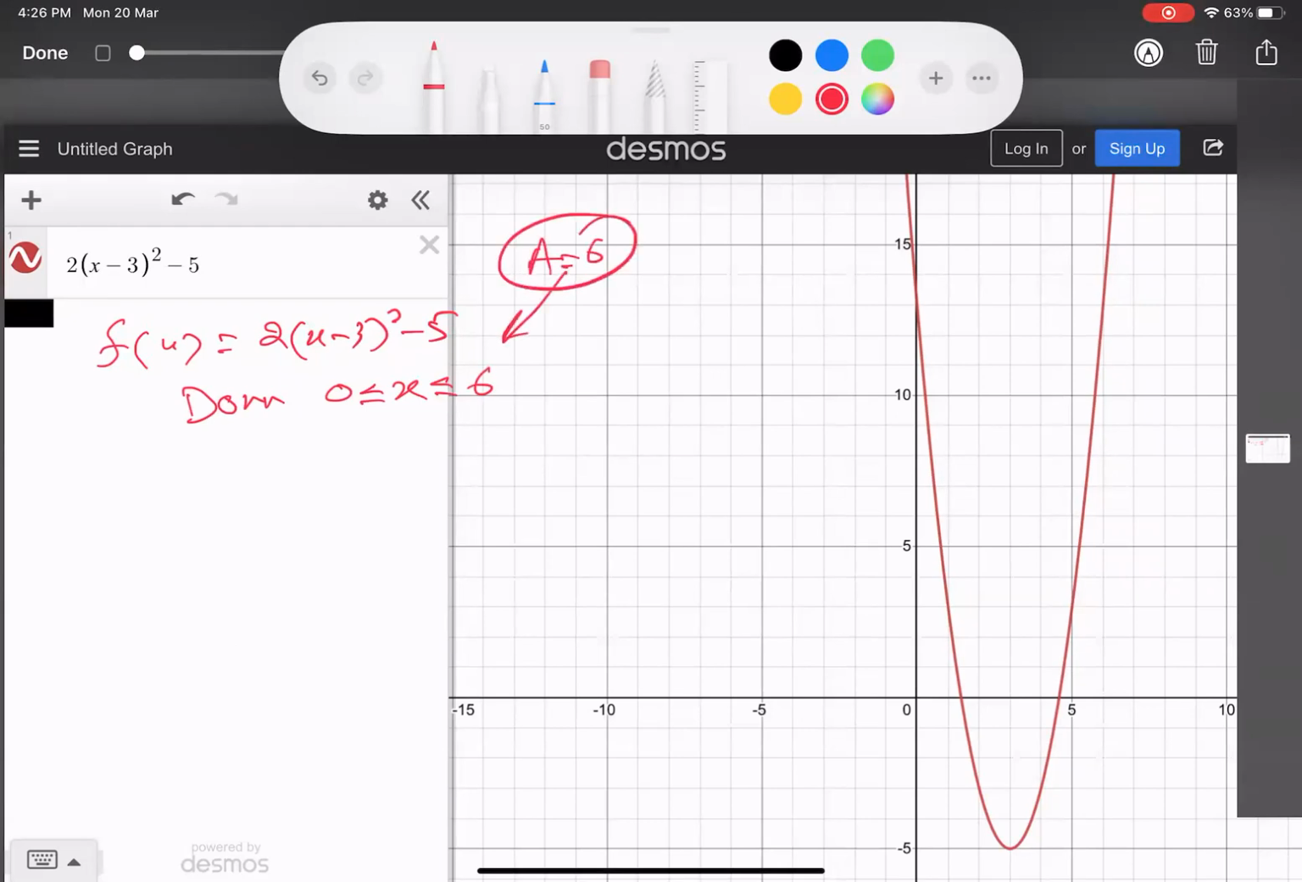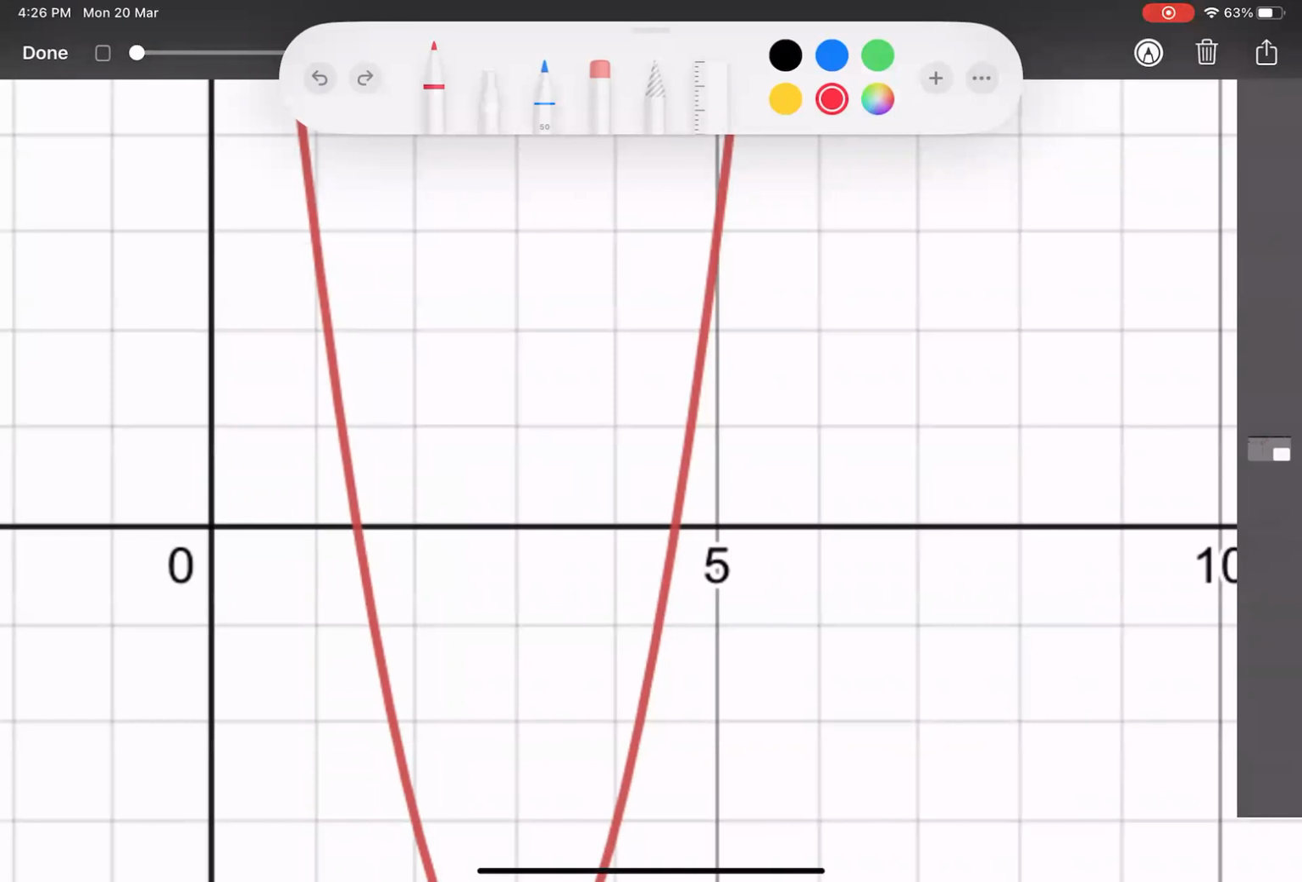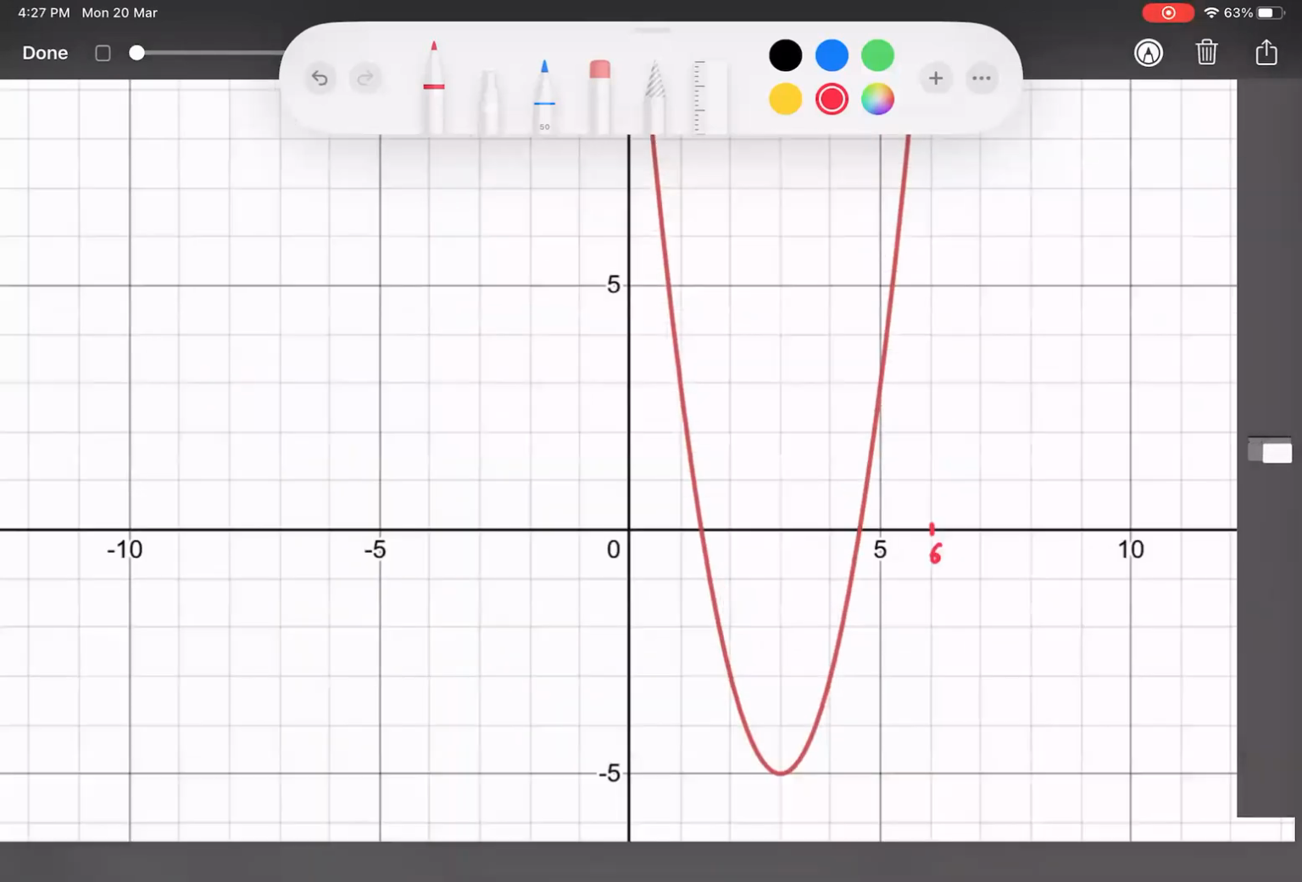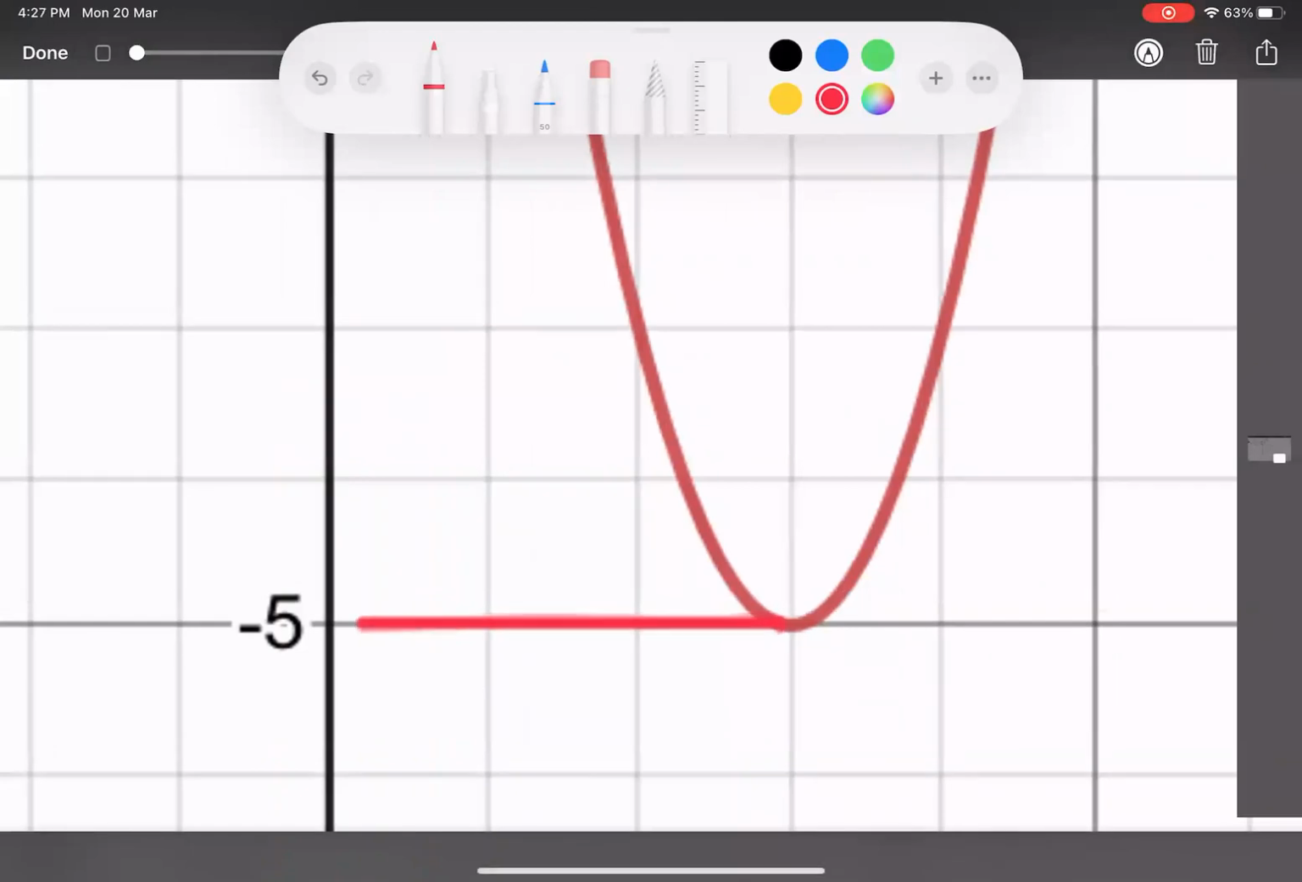Now check it here. Where is 0? 0 is here, my student. Where is 6? 6 is somewhere here. Let's find: 0, 1, 2, 3, 4, 5, 6. I believe the point is very clear. So 6 is here. And the lowest value coming here is very clear, minus 5. So this is the lowest value.